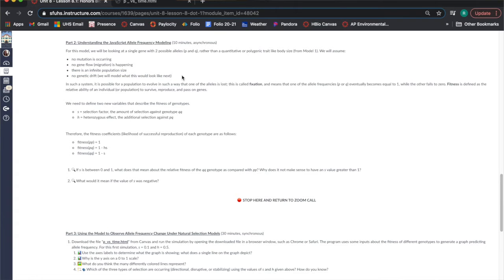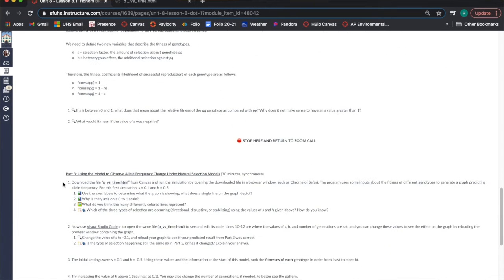So in such a system, it's possible for a population to evolve in such a way that one of the alleles is lost. So let's say we had a big allele and a little allele. It's possible that if the little allele is selected against enough and the big allele is selected for enough, that little allele could be lost, and the larger allele could become fixed in the population. In other words, it becomes the only allele in this system. And so eventually the frequencies, if you think about Hardy-Weinberg, would become equal to 1, while the other falls to 0. And fitness is defined as the relative ability of an individual or population to survive, reproduce, and pass on their genes. So in order to understand this, we're going to define a couple new variables for our JavaScript.